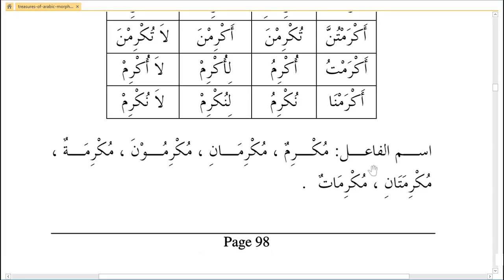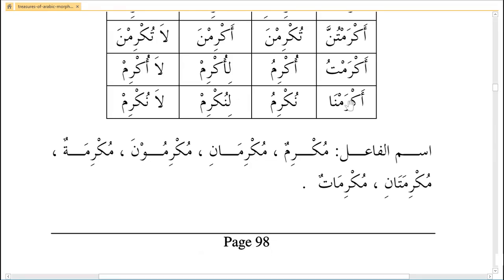Thalasi Mazid Fi is where the asl word is three letters, like Kaf, Ra, Mim. This is the asl, but there is more added to it. It's called Thalasi Mazid Fi. The word is Thalasi: the main word is three letters, but there's more added to it.